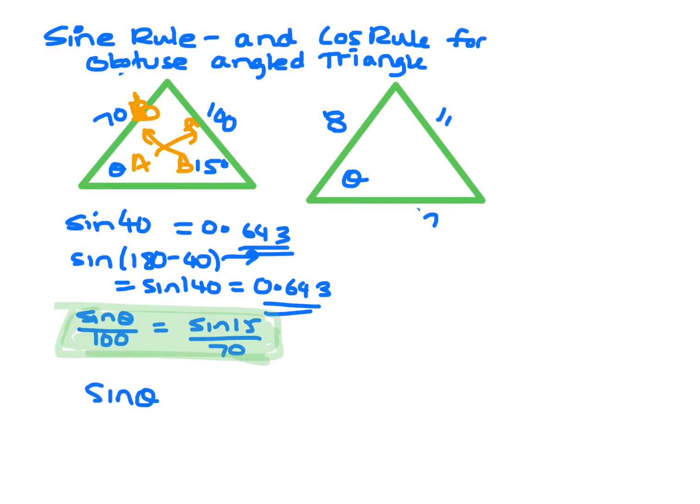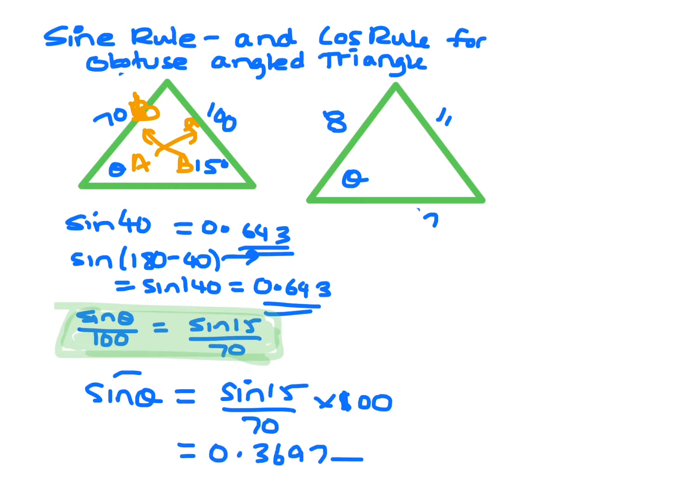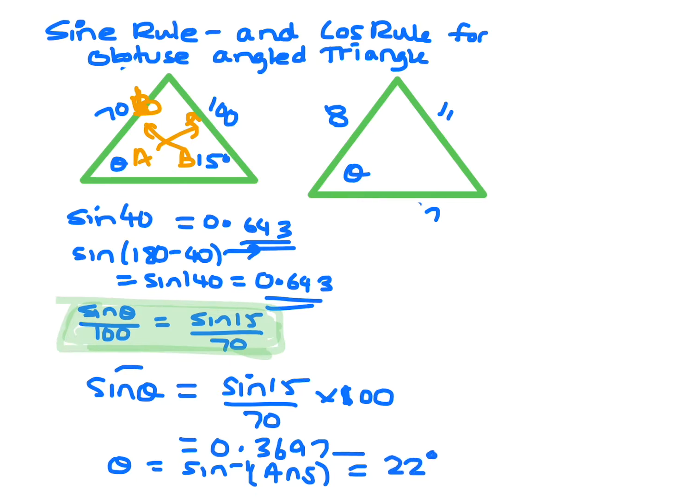So we have to go sine theta equals sine 15 over 70 times 100. So you go sine 15 divided by 70 times 100, and you get 0.3697. And then when you're getting theta, you go shift sine of whatever that answer is. So you go shift sine, and you end up with 22 degrees.